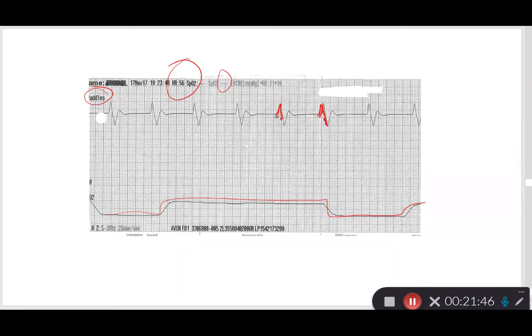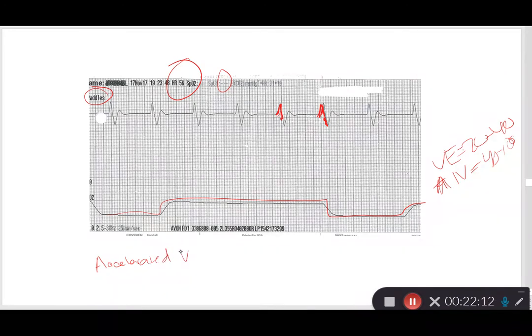The normal intrinsic rate of the ventricle, so ventricular escape, or idioventricular, is going to be 20 to 40, so it doesn't fall into that category. Accelerated idioventricular, or accelerated ventricular, is going to be above 40 but below 100, so it does fall in that category. So accelerated ventricular at 56 beats per minute. Do not put ST elevation. This is not ST elevation. It's just part of that wide QRS complex.